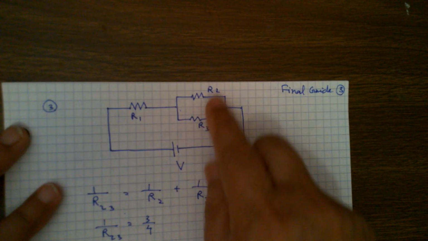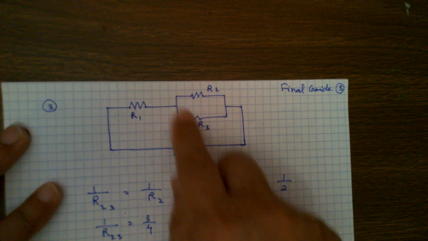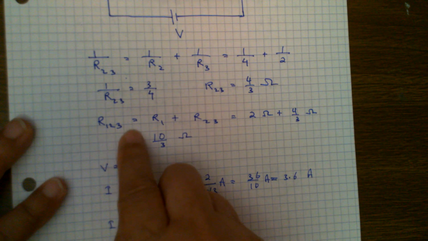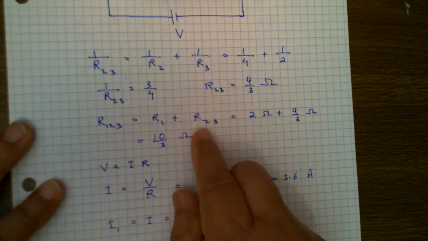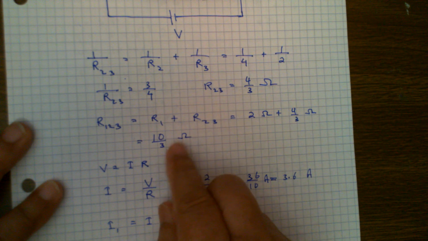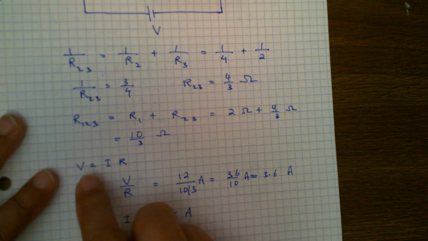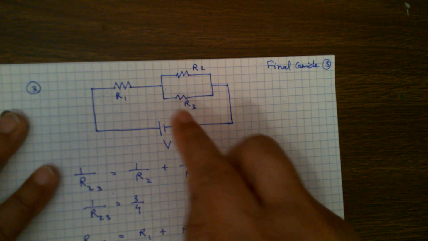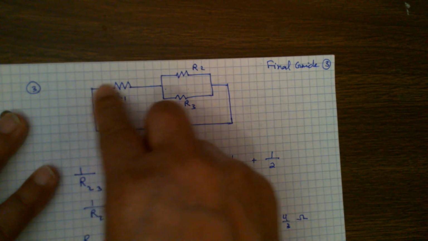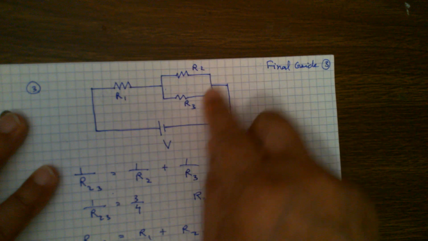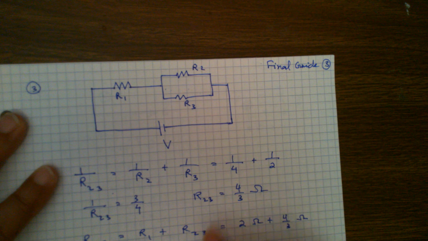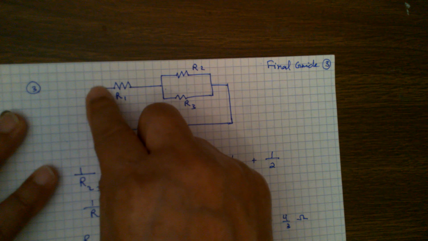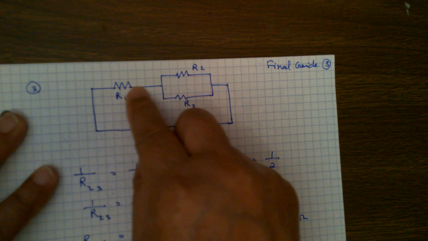And then R23, this net resistance, and this one, they are in series. So I just add them up. R123 is equal to R1 plus R23, which gives you 10 by 3 ohms. Okay? So now we use V is equal to IR, where V is this V, I is the current going in the whole circuit, and R is this net resistance, so I can use V and R to find I. Notice that this I is the same I that will go through R1.